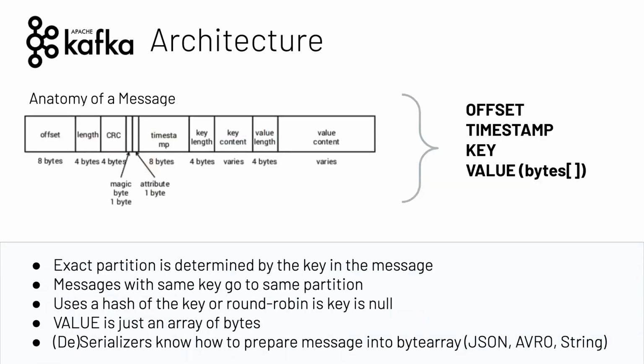Now that we've discussed some of the infrastructure, let's briefly talk about the messages themselves. A Kafka message is shown in the slide. The key components to be aware of are the offset, timestamp, key, and value, which is a byte array. You might be thinking, did Kafka take a lesson from Henry Ford and say you can send any message you want as long as it's a byte array?